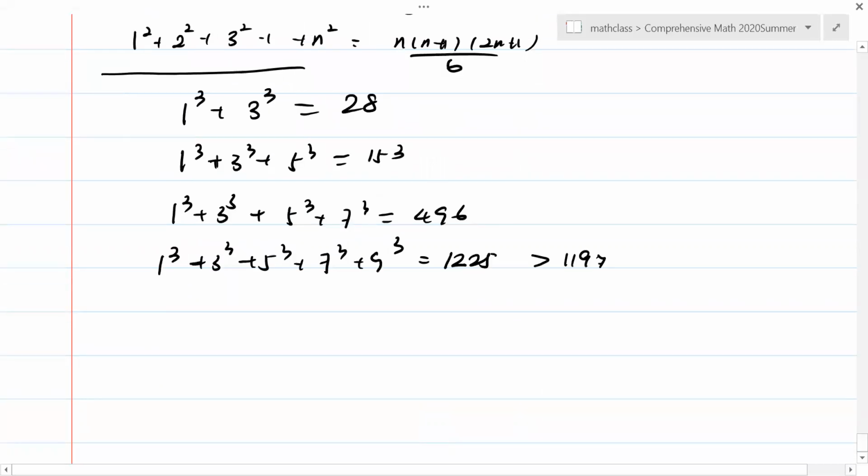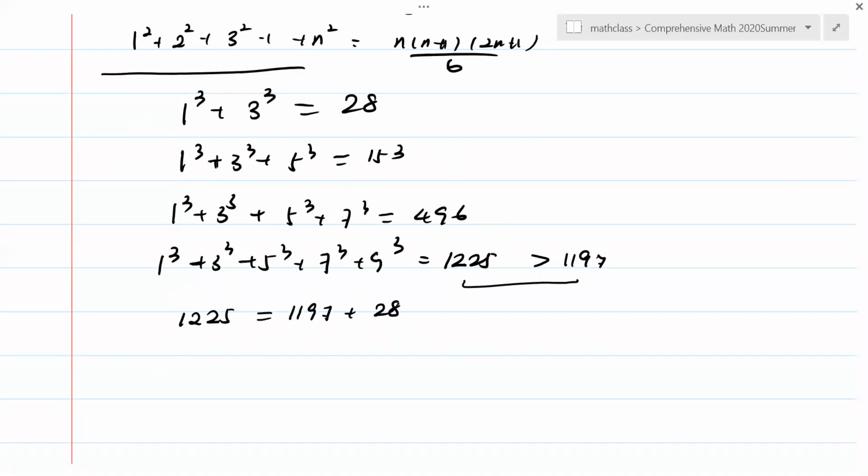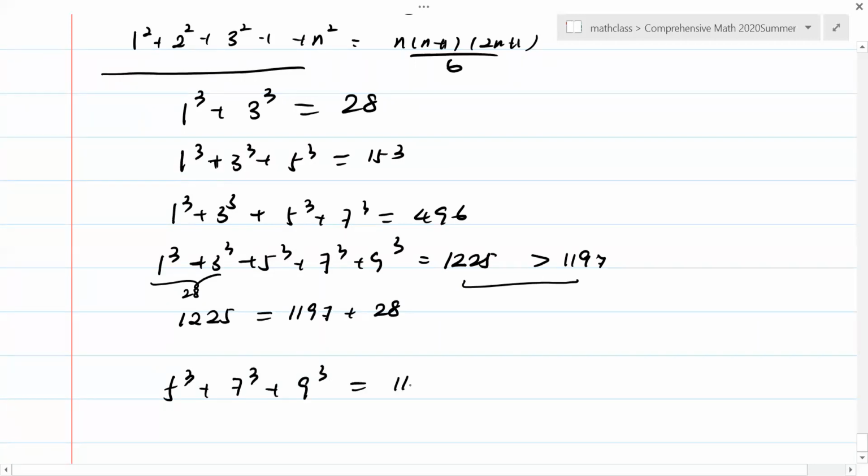So how do you do that? You look at the difference, how much the increase is. Sometimes you come back after waiting a while and look at the problem again. I'm never able to get to 1,197 directly, but when you look at the difference, 1,225 is 1,197 plus 28. What does that mean? Because this part is 28, that means 5 cubed plus 7 cubed plus 9 cubed is what I want.